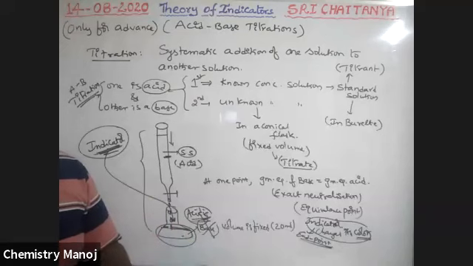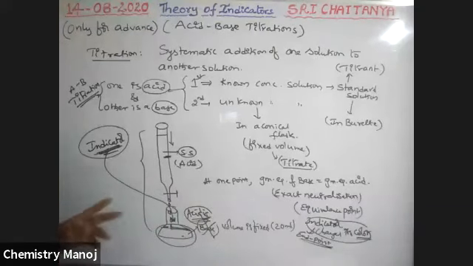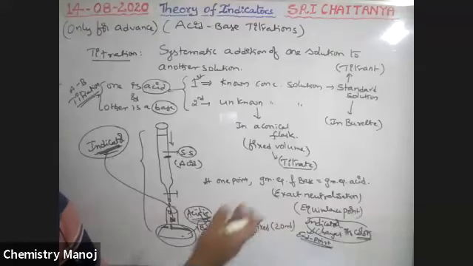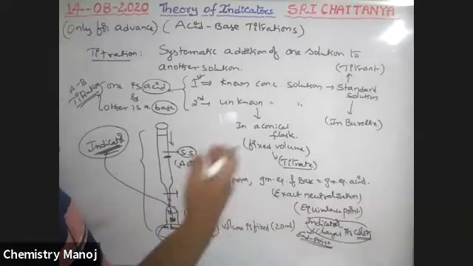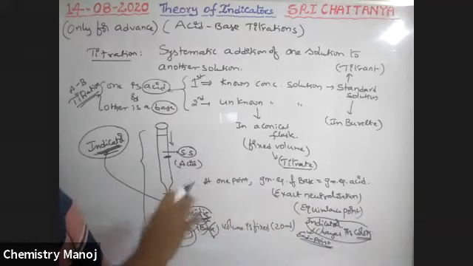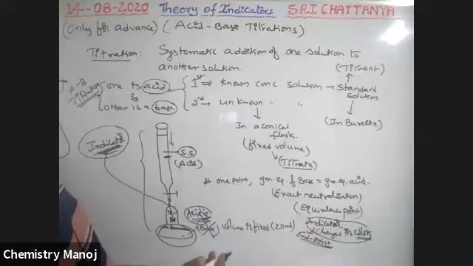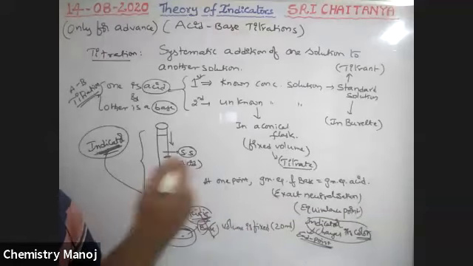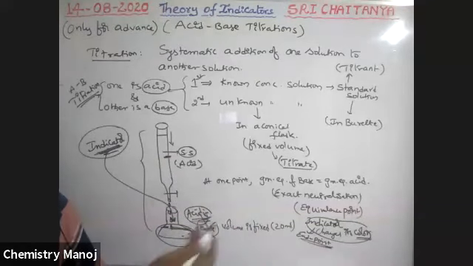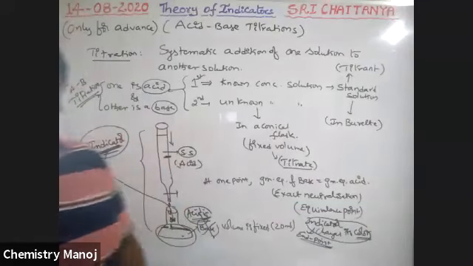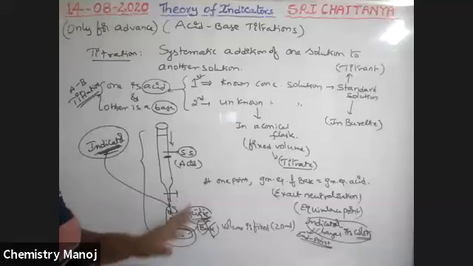Because it is not possible to identify the equivalence point directly, we consider the end point also as the equivalence point. But actually, the end point is not equal to the equivalence point. For our practical purpose, we consider the end point equal to the equivalence point. Okay, so this is very, very important.